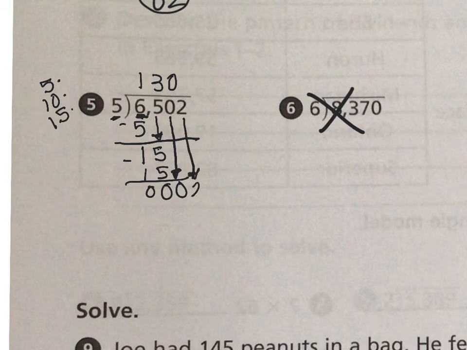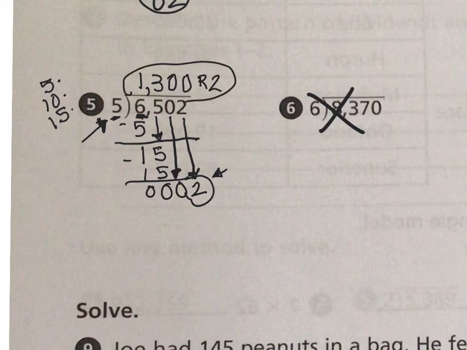I bring down my 2, and I say, does 5 fit into 2? No, it does not. I still have to mark that spot with a 0. Okay, and then whatever's left over, my remainder, is 2. You always want to make sure that your remainder is always smaller than your divisor. Okay? Always make sure, and then you'll know that you're done. So 1,300, remainder 2 was our answer for that one.